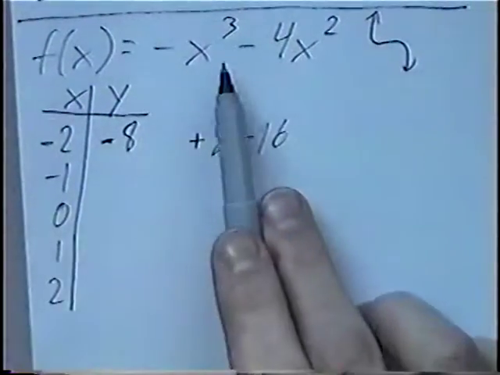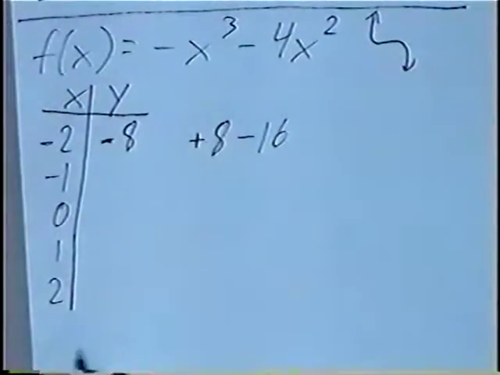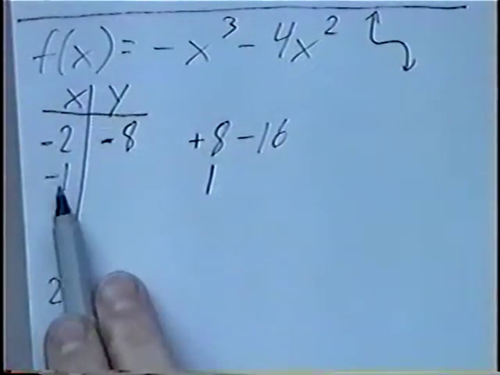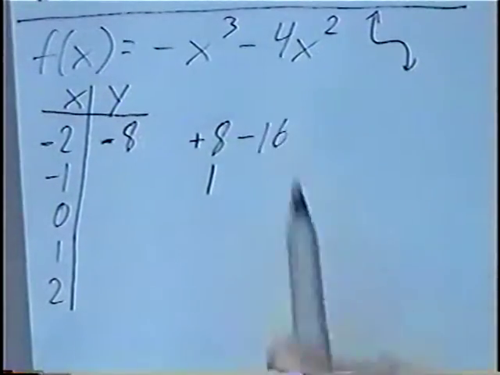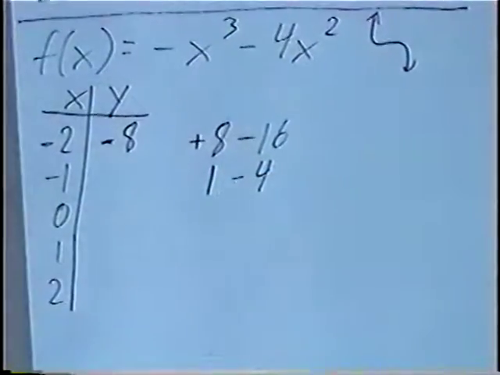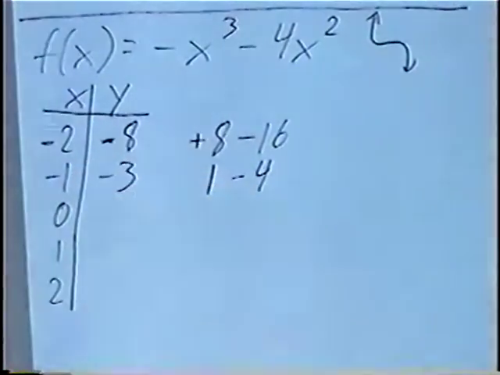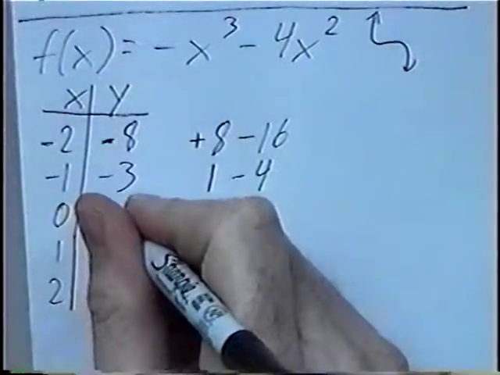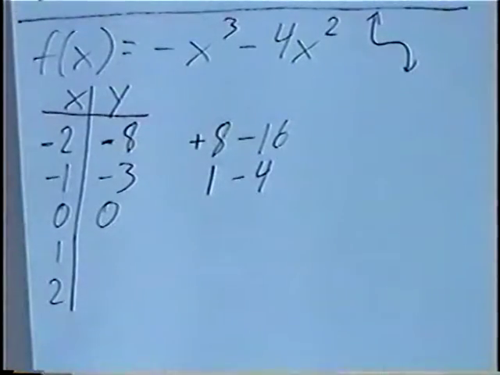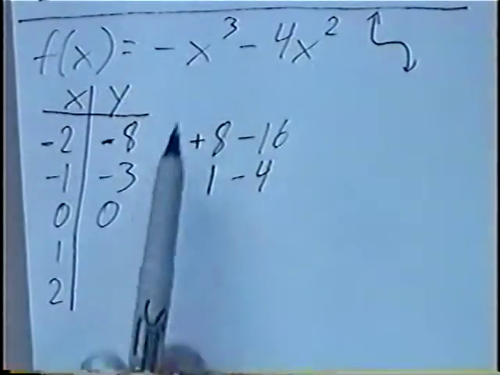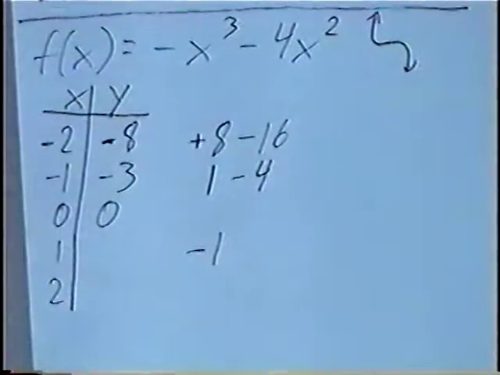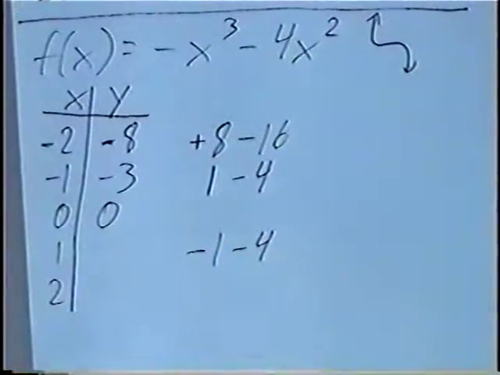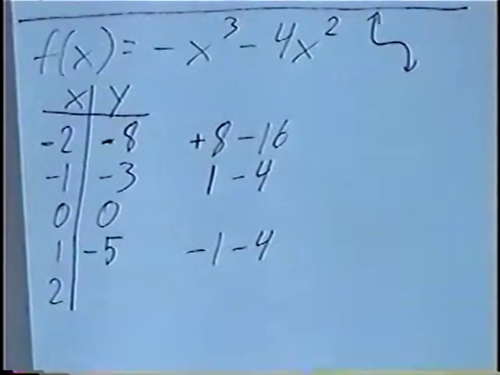Continuing on, plugging a negative 1 in. Negative 1 cubed would be negative 1. With a negative outside though, that would become a positive 1. And negative 1 squared would be positive 1, times a negative 4, would be 1 minus 4, or negative 3. Plugging a 0 in, both x's would be 0, so the y value would be 0. Plugging a 1 in, 1 cubed would be 1. The negative makes it a negative 1. And 1 squared is 1 times a negative 4, which will give us negative 5.